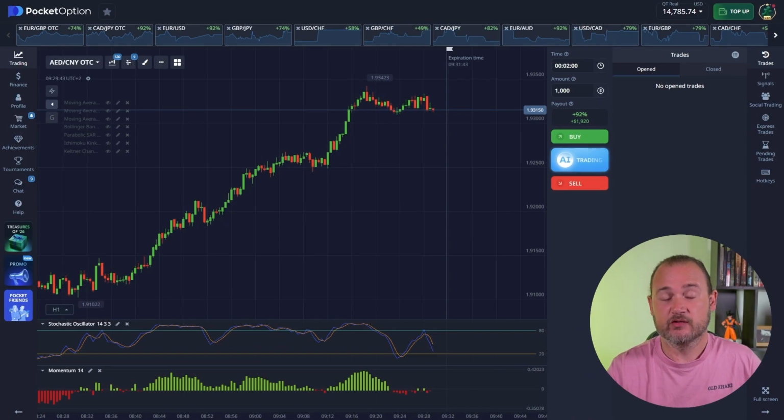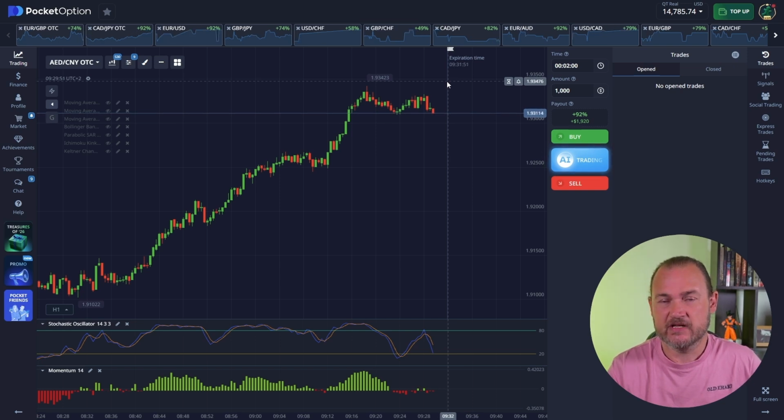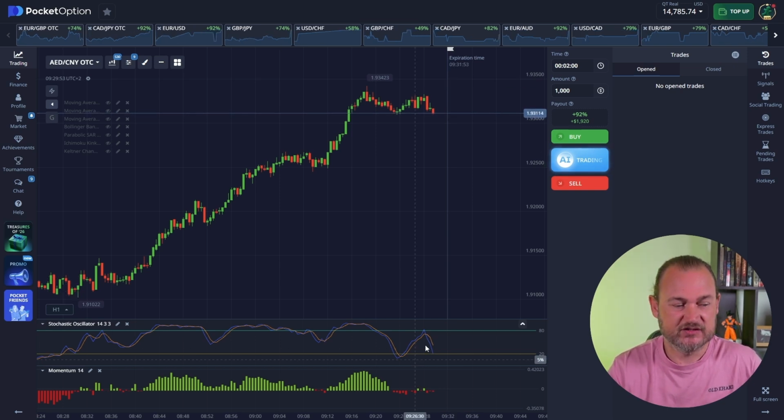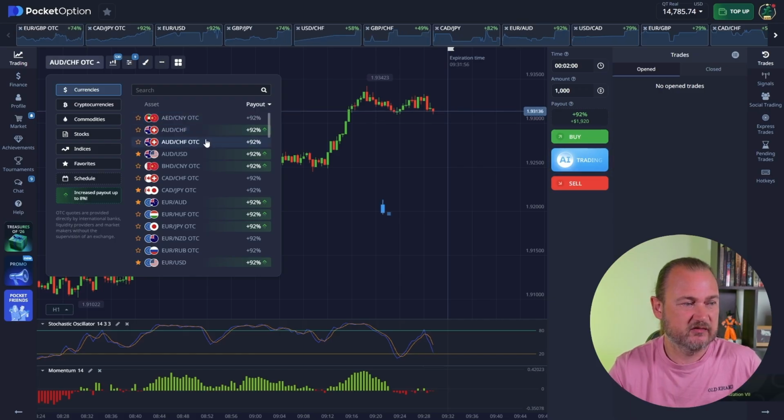Okay, now that we know what we're looking for, I'm just going to start working through some assets and see if we can find any assets that are trending, and see if we can pick up some entries using this combination of indicators. So we're just going to go through the list.